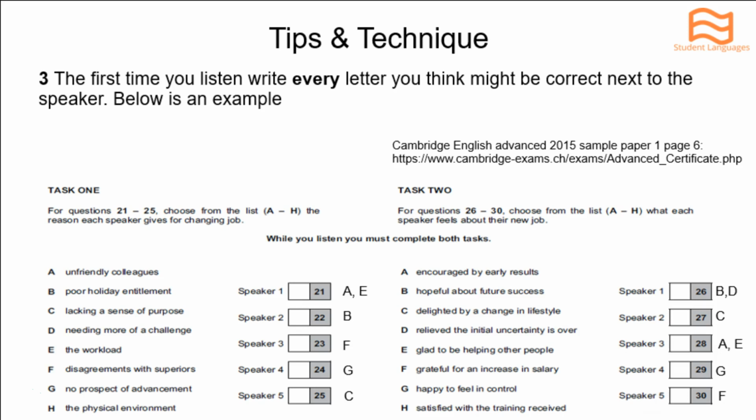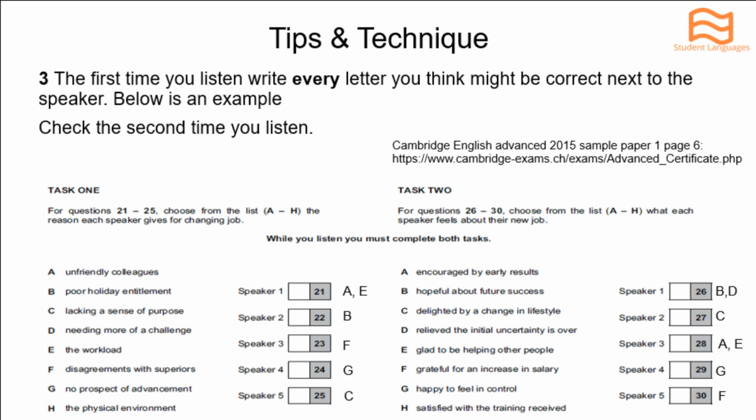Okay, tip number 3. The first time you listen, you should write every letter that you think might be correct next to the speaker. And here is an example below. For speaker 1, question 21, I wrote down A and E because the first time I listened, I thought it could be A, but it could also be E, so I wrote them both down. And I know that we get to listen twice, because in every part of this listening paper you get to listen twice. So I know that I can confirm this on my second listening.